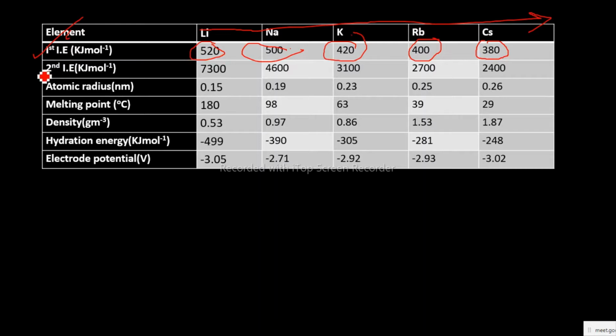Now for group 2 elements, you can have a look. This is the second ionization energy for group 2 elements, down the group. The second ionization energy also decreases down the group. But I want you to notice the difference between the second and the first ionization energies. The difference is so high.